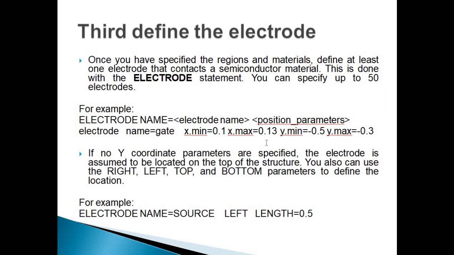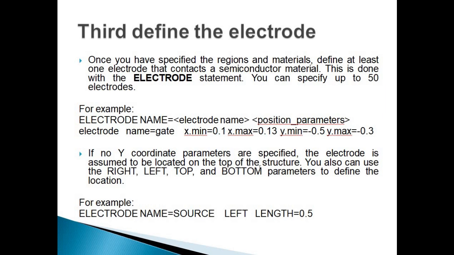You can specify up to 50 electrodes. The position parameters are specified by the x.min, as we have already mentioned. Multiple electrode statements may have the same electrode name. Nodes that are associated with the same electrode name are treated as being electrically connected.